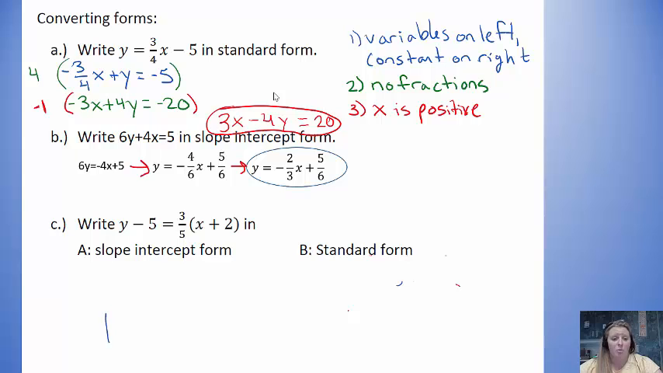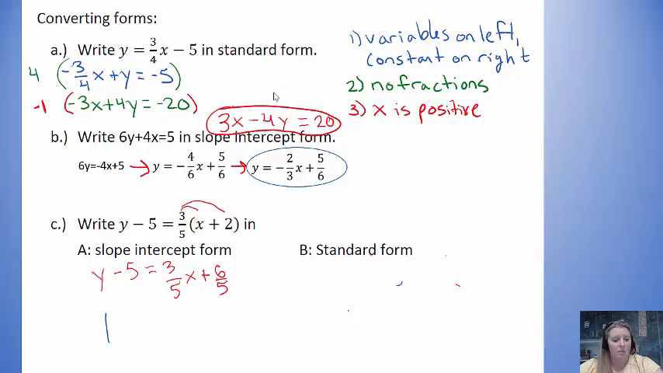Now you're going to go from point-slope form to slope-intercept form, and then from there you're going to go to standard form. Right. So step 1, if you're going to go to slope-intercept form, you're going to distribute the 3/5 into the parentheses. So now you have 3/5 x plus 6/5.